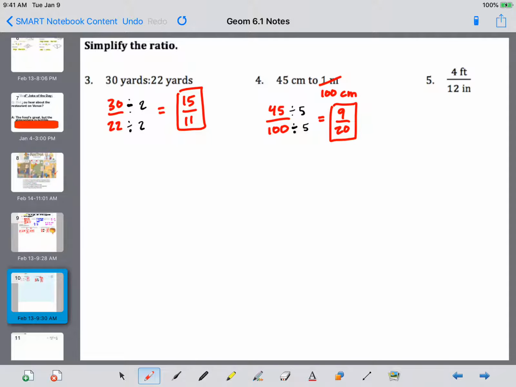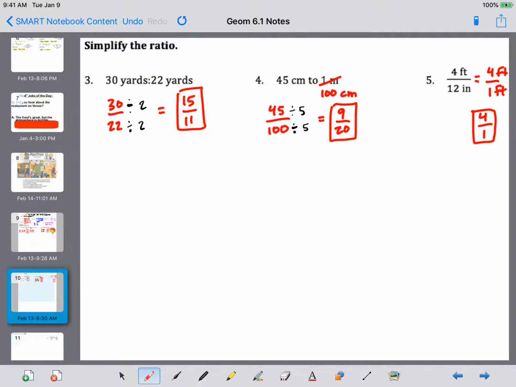All right. Again, we've got a little issue with our units here. But this is actually really easy if you turn inches into feet, because 12 inches is 1 foot. So this is 4 feet over 1 foot. So we just get a ratio of 4:1.